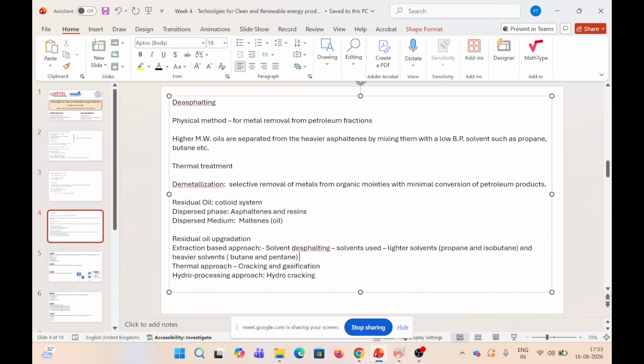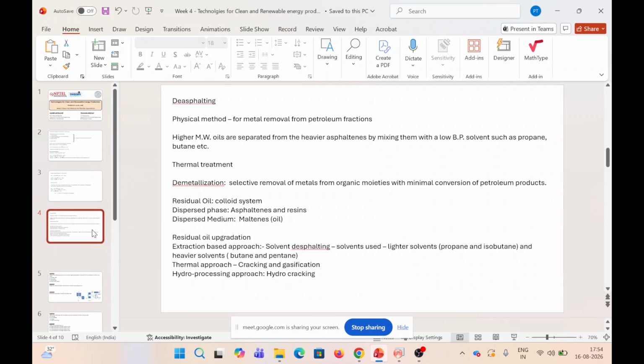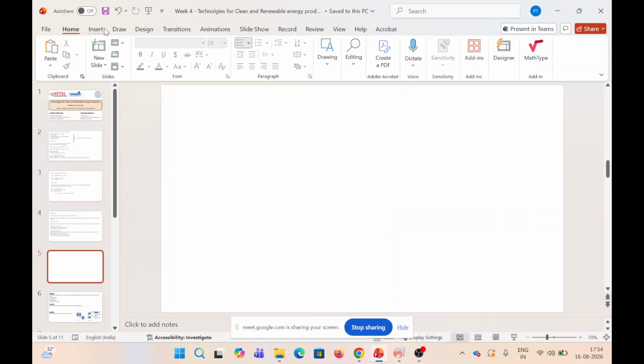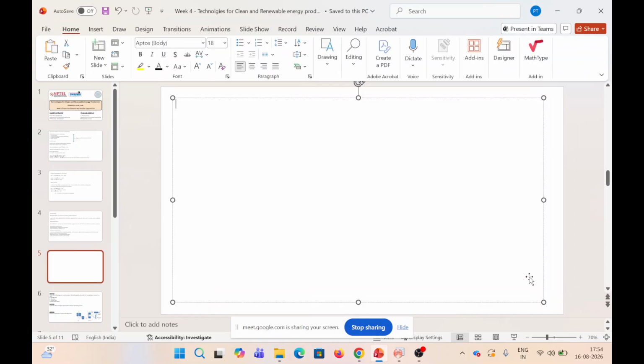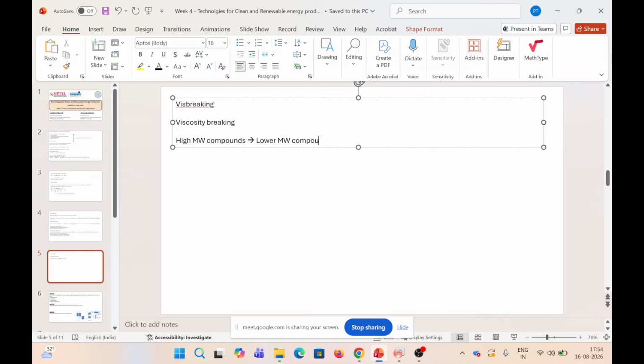And the next approach is cracking and gasification. So here we will go for a concept called visc breaking, and apart from visc breaking, we will also have another concept called delayed coking. Visc breaking is nothing but viscosity breaking, wherein higher molecular weight compounds are broken down into lower molecular weight compounds that have low viscosity and low pour point.